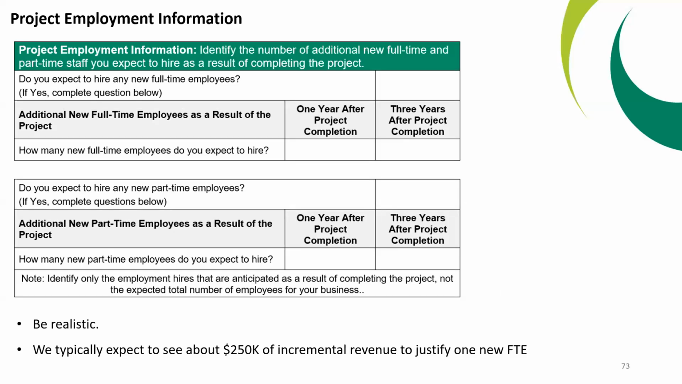Project employment information. We're looking for you to tell us how many full-time and how many part-time employees you're adding. Just tell us what you're adding. You've already told us how many you have earlier. So now here we just want you to tell us how many you're adding, and 1 year after project completion. So let's say your project is 12, you can have up to 12 months to complete your project.